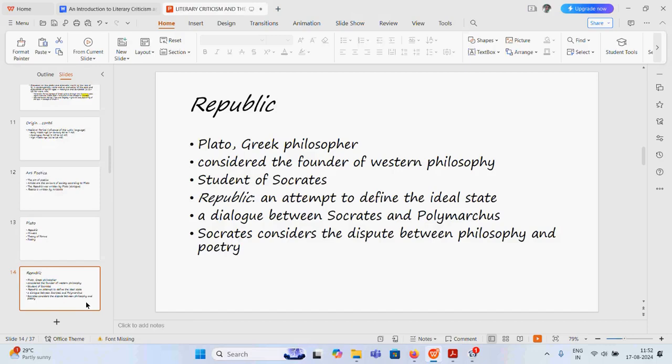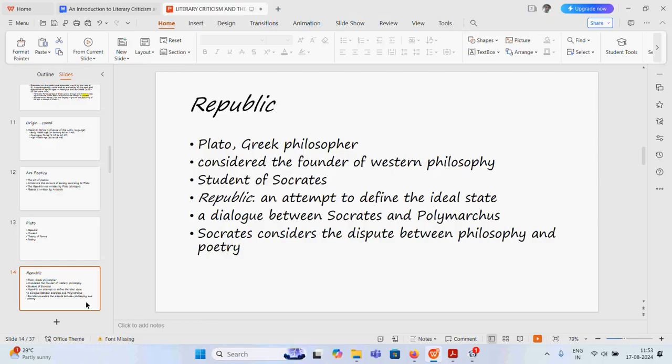What is the Republic about? A little while ago, I told you Plato was a Greek philosopher. He is considered to be the founder of Western philosophy, which derives heavily from both Plato as well as Aristotle. He was a student of Socrates. In this work, the Republic, it is his ideal state. There is an attempt to define the ideal state.